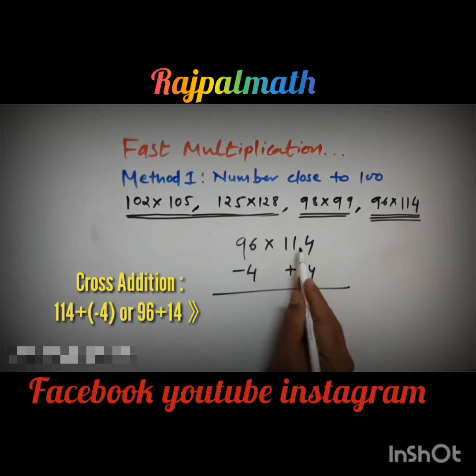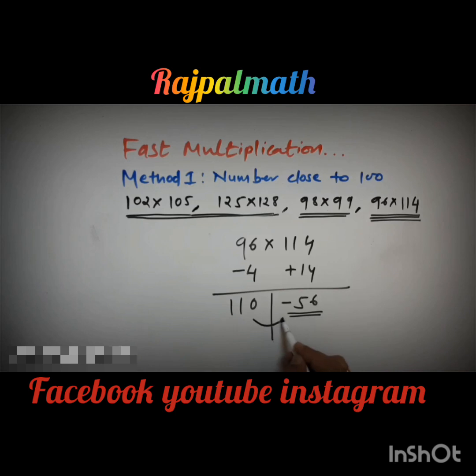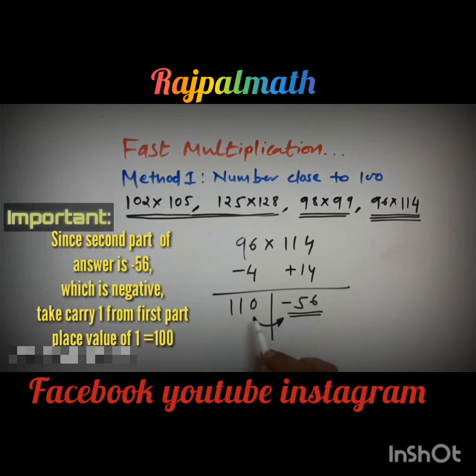96 plus 14, or 100 and 14 minus 4, is 110, and 14 into minus 4 is minus 56. Now it becomes tricky over here. Since the second part which I got is negative, I'm going to take one carry from here.